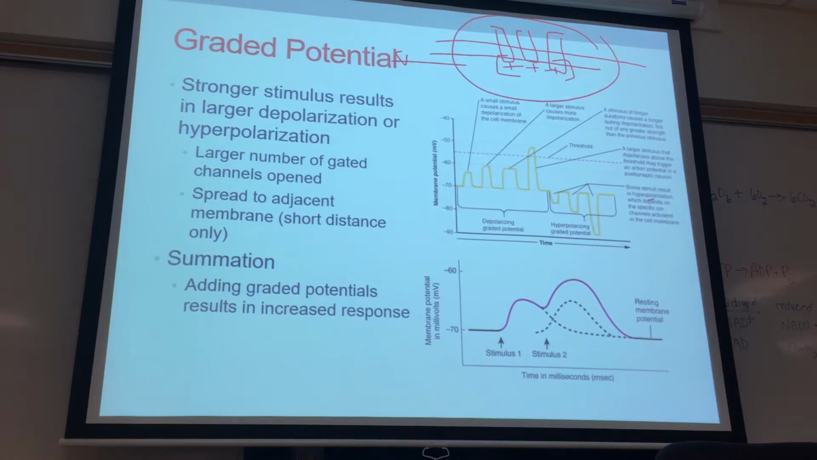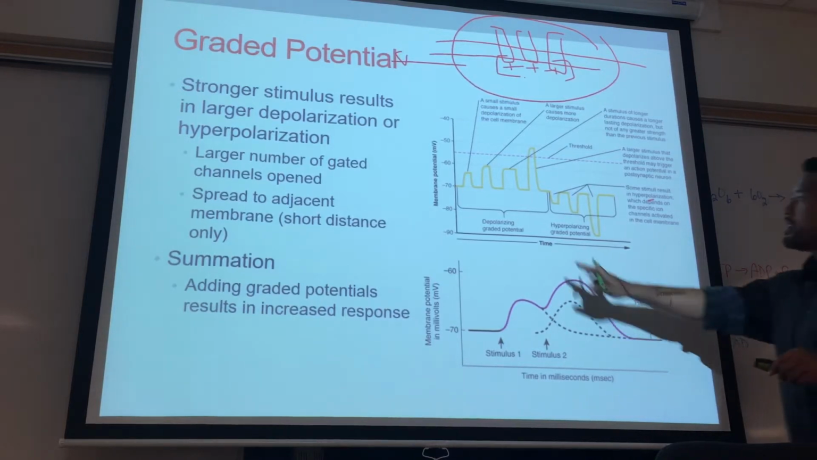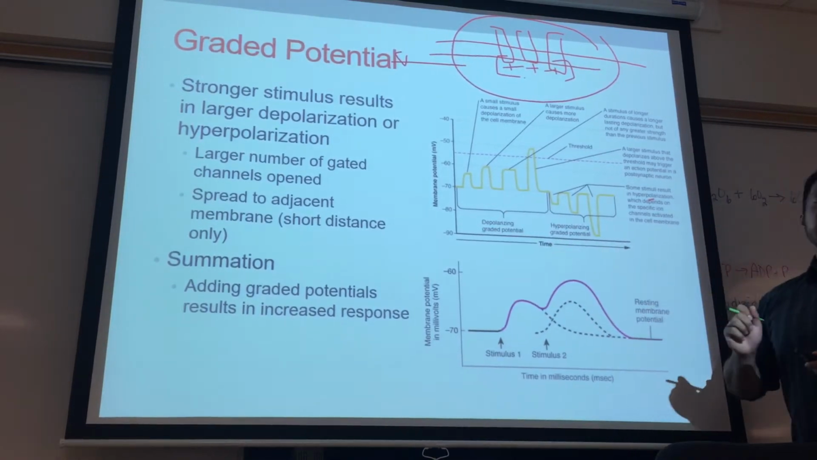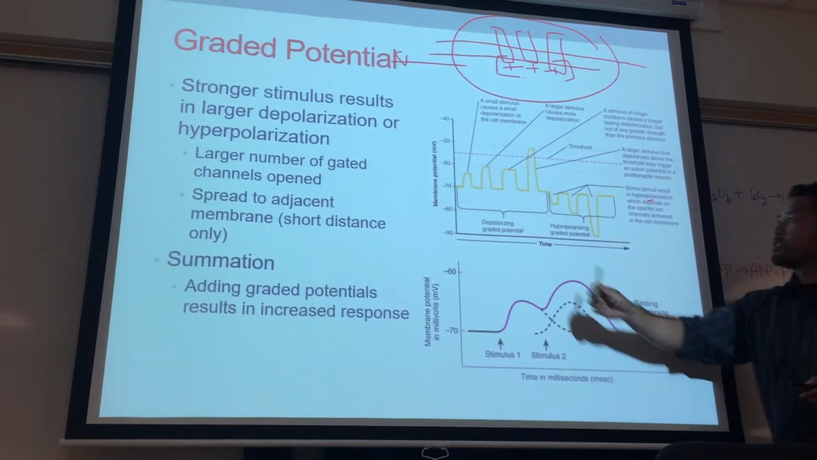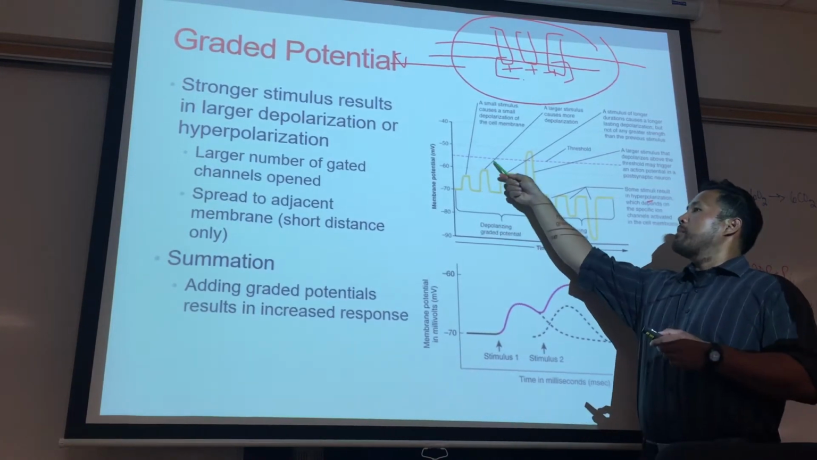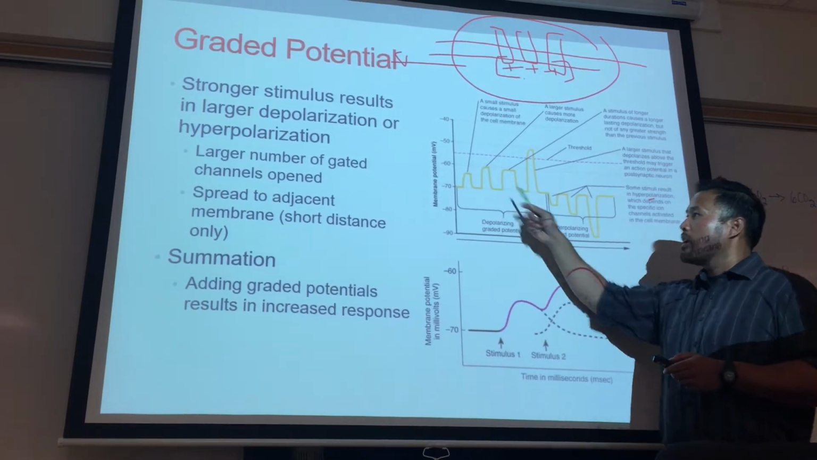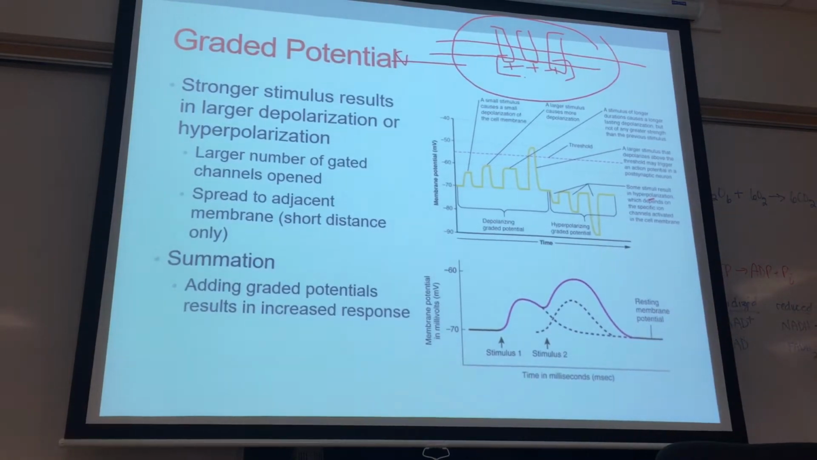So if this becomes, let's say, positive 20 millivolts over here, maybe over here it's going to be positive 10. Maybe over here it's going to be 0. Over here, even further away, it's going to be back to negative 70. So the strength of the depolarization is going to be related to the number of channels that are open. As I mentioned here, if this were one channel, little blip. This one is a bigger blip, so you're going to get more channels open and therefore a bigger depolarization.